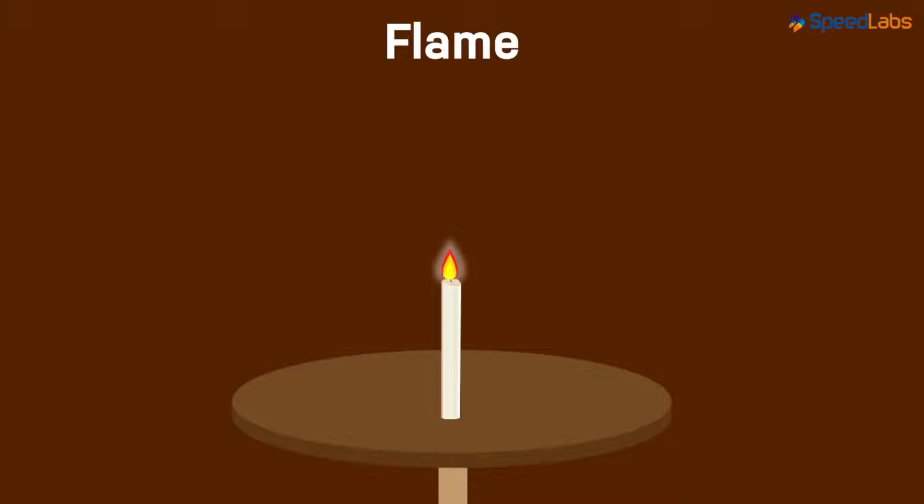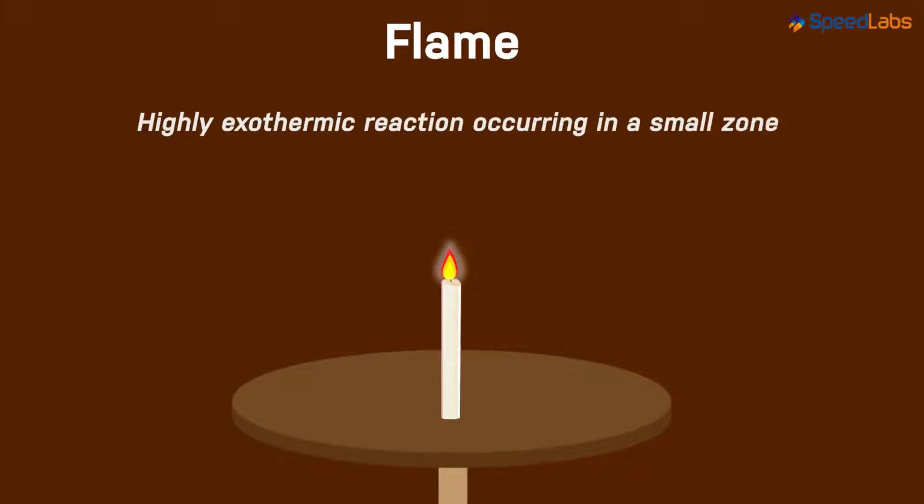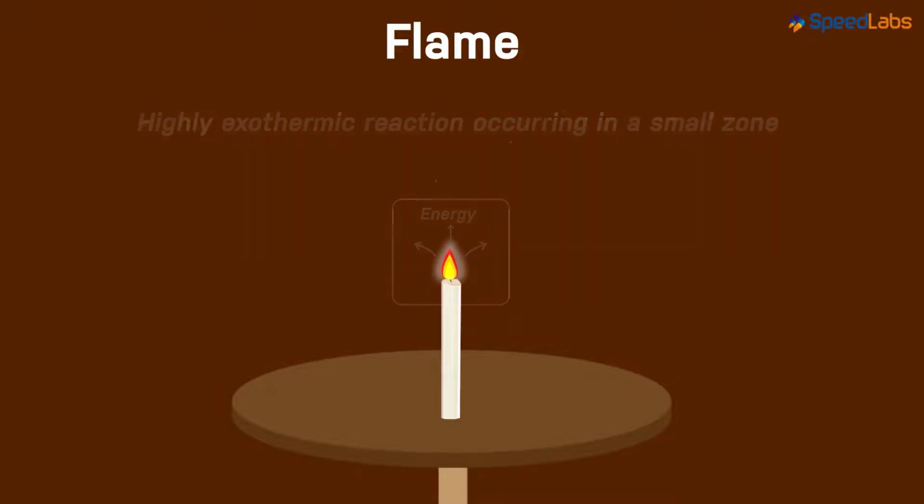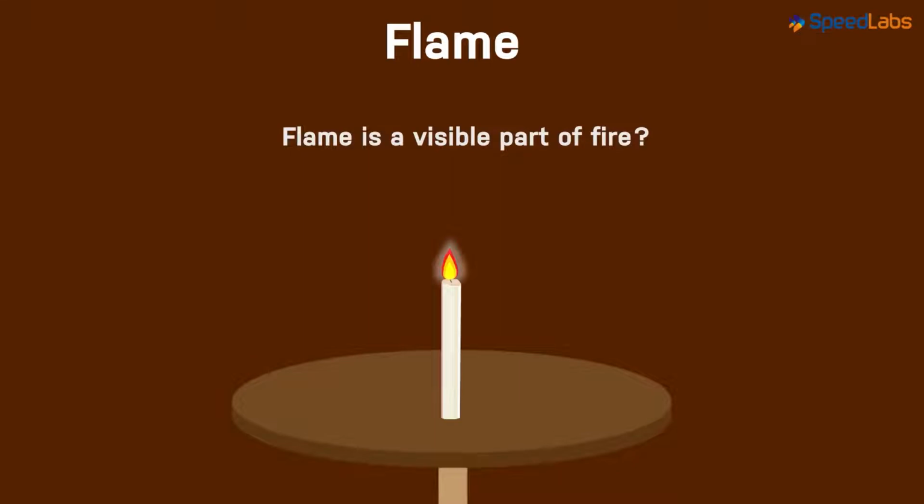Scientifically, it can be described as a highly exothermic reaction that occurs in a very small and thin zone. That means it is a reaction which liberates a lot of energy but in a very narrow or small area. This is what differentiates flames from complete combustion of a material. So can we say that flame is a visible part of fire?